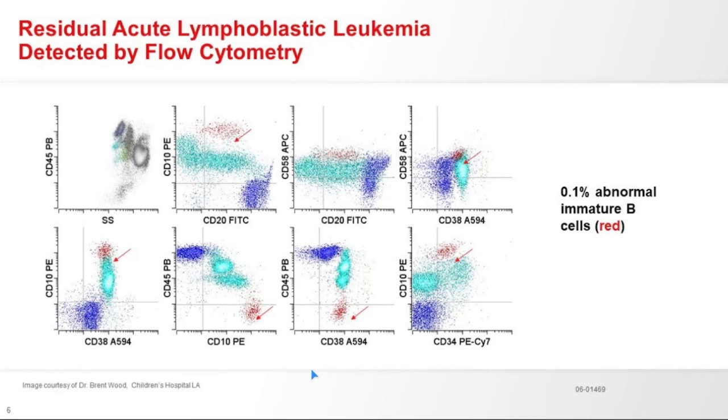I don't want to preach to the choir here. This is just an example of ALL and flow cytometry from Brent Wood's lab. The sensitivity in ALL is roughly 0.1 to 0.01%. In AML, it's a little bit worse than that. I think most labs have difficulty calling MRD less than 0.1% aberrant blasts.